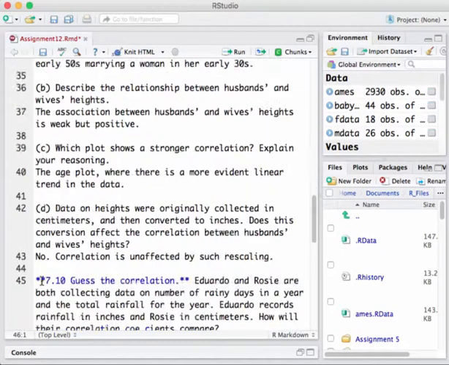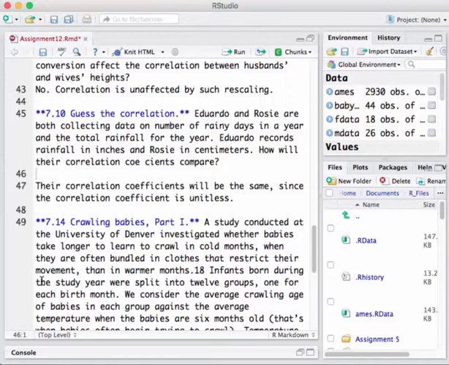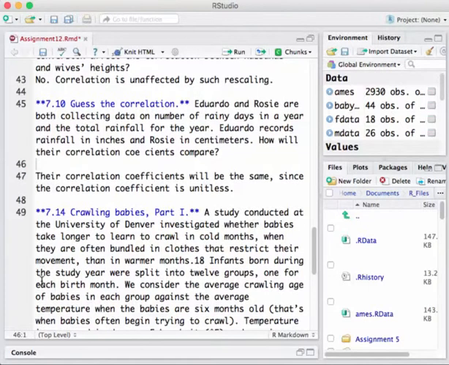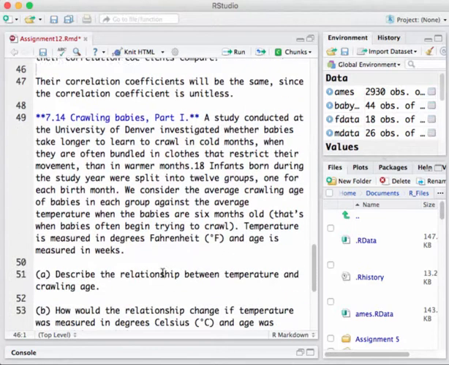Okay, well, I've already typed in my answer. If you don't mind, I got a little ahead of you here. Their correlation coefficient would be the same since the correlation coefficient is unitless. We said that actually in the previous parts of this lab already. Okay, let's go take a look at 7.14.